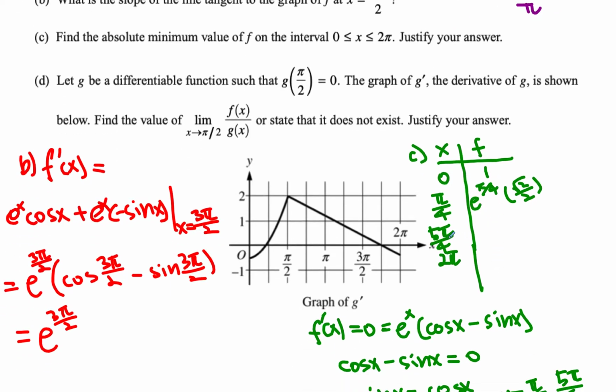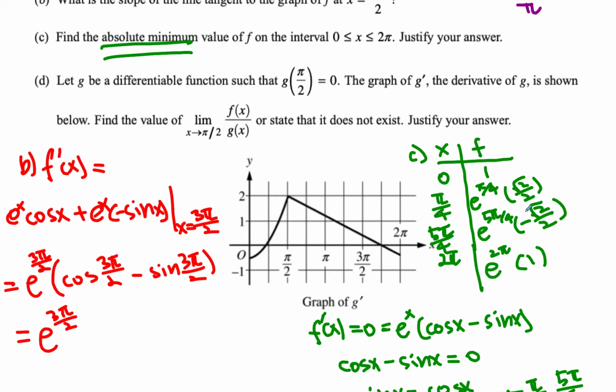Now, 5 pi over 4. So I'm going to put e to the 5 pi over 4, which is a pretty large number. And then cosine of 5 pi over 4 is negative radical 2 over 2. Now, lastly, when you plug in 2 pi, then we get e to the 2 pi, which is pretty high. But what is cosine of 2 pi? That's equal to 1.